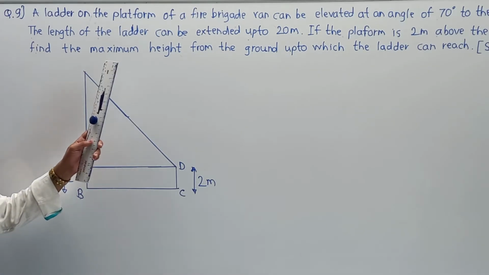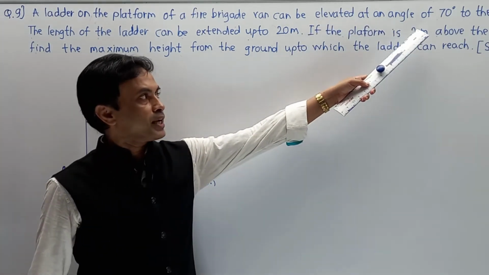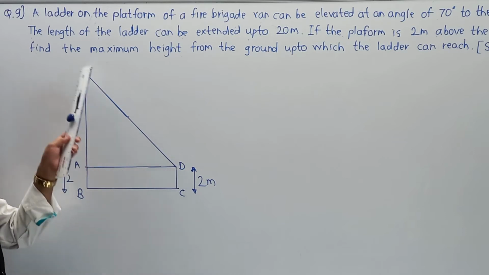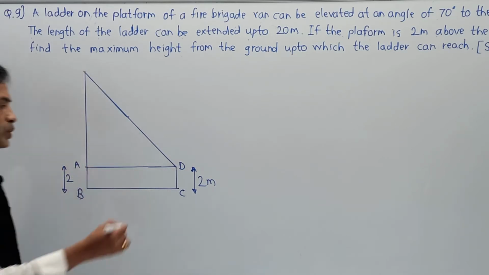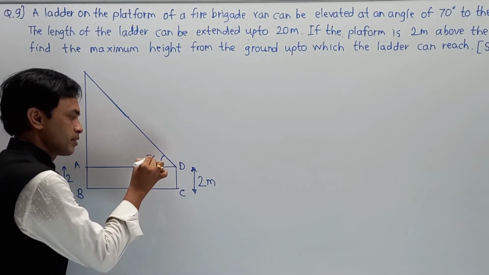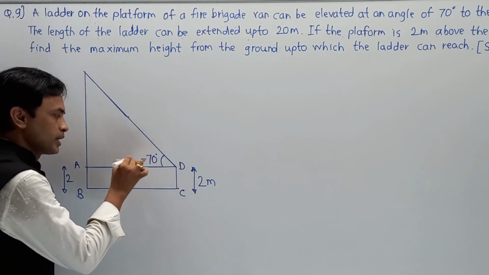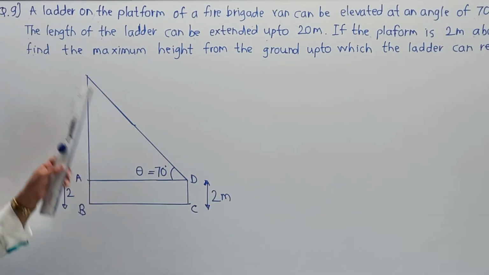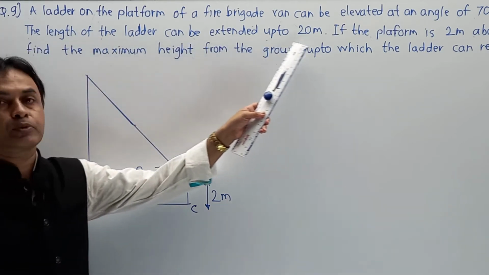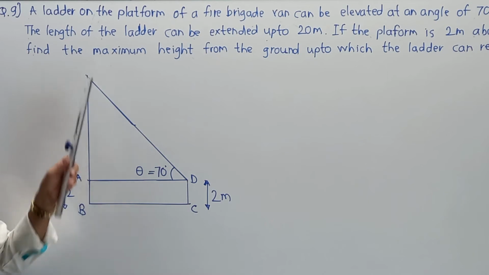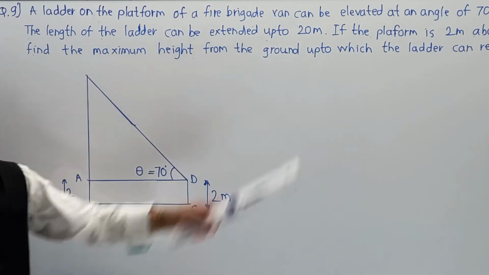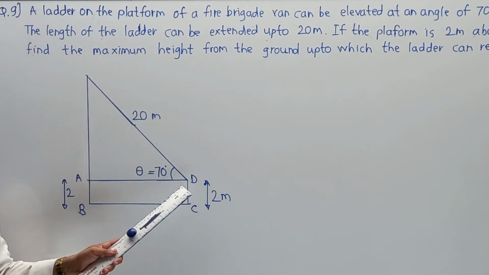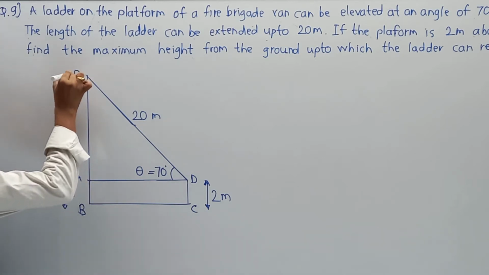Next, as per the numerical, the ladder is elevated at an angle of 70 degrees. Naturally this ladder from point D can be elevated with an angle of 70 degrees. This 70 degrees is the angle, so I am going to indicate it by theta. So in the numerical your angle theta is 70 degrees. The length of the ladder can be extended up to 20 meters. This is your ladder and it can be extended up to 20 meters, so I am going to write this as 20 meters. Naturally this is the length of the ladder. I am indicating this point by P.